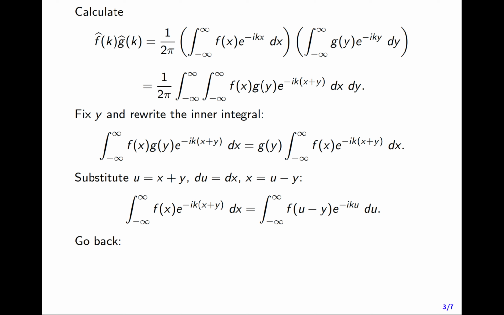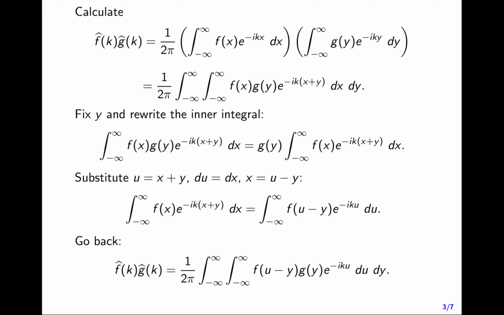So if I go back, I see that I've written f hat of k times g hat of k as 1 over 2 pi, integral minus infinity to infinity, integral minus infinity to infinity, f of u minus y times g of y times e to the minus iku du dy. This may not appear at all helpful, but we're going to see that it really, in fact, is.